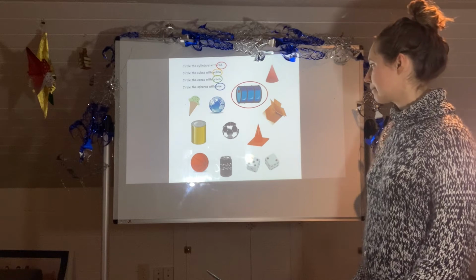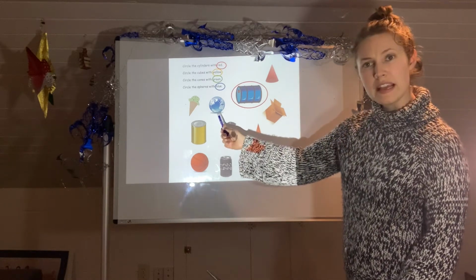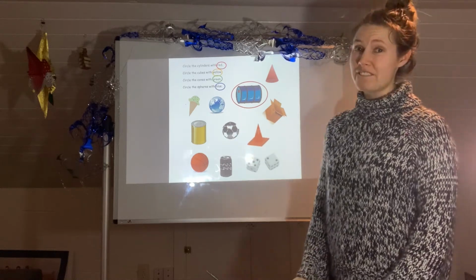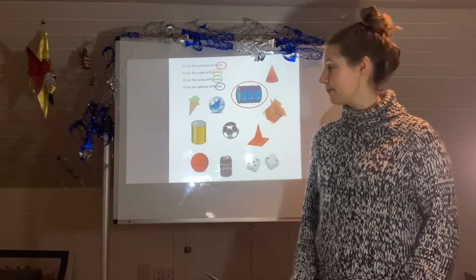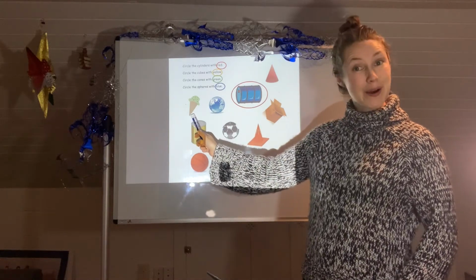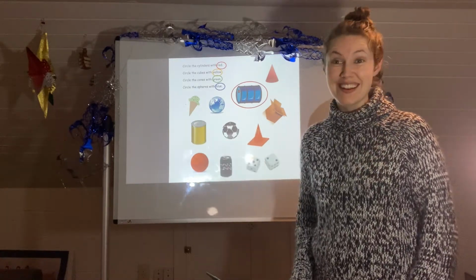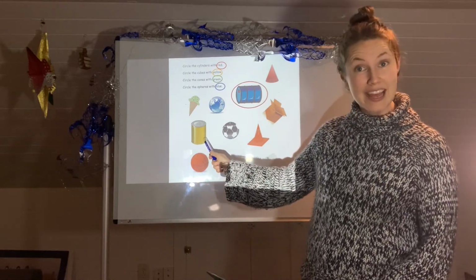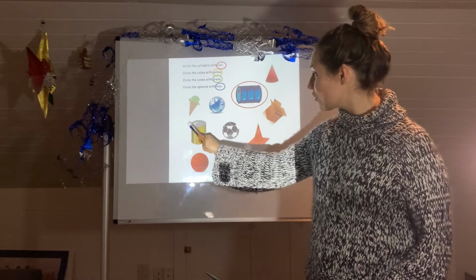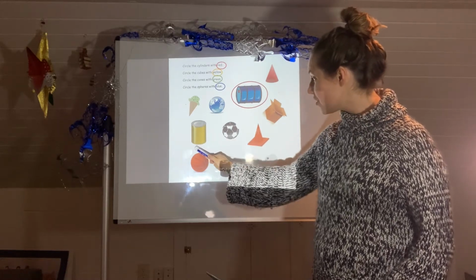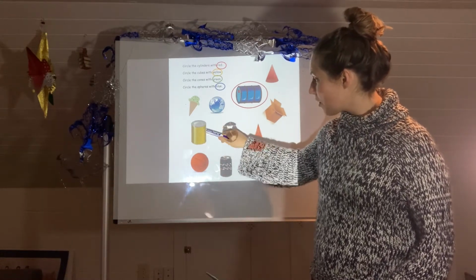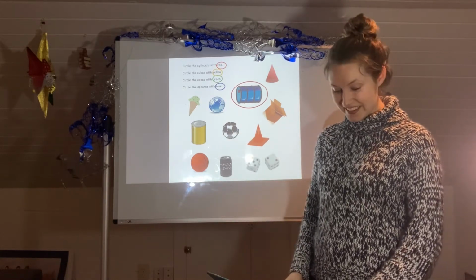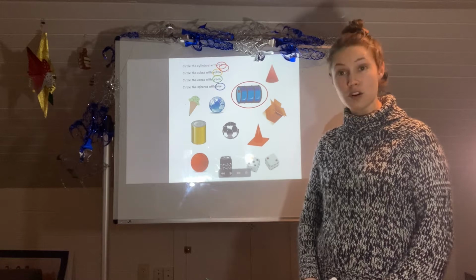Let's keep looking. What about this globe? Is that shaped like a cylinder? No, I don't see any flat faces on that, so it's not a cylinder. How about this ice cream cone? No, that's not a cylinder. That's a cone. Ooh, what about this can? I see a flat circular face on the top, another one on the bottom, and I see a round, long body with no pointy edges. That's another cylinder. So let's go ahead and circle that one red too.